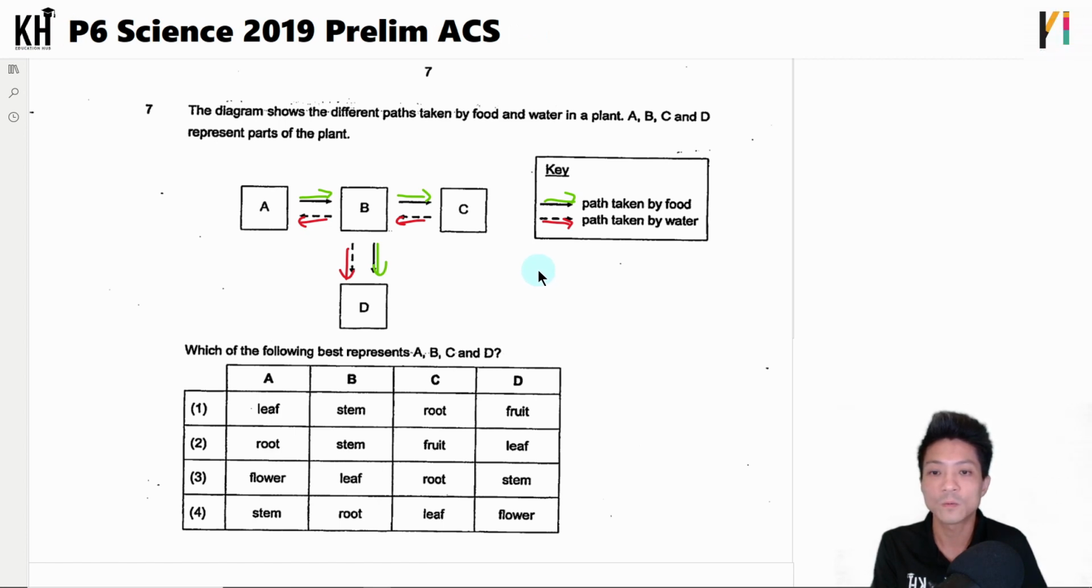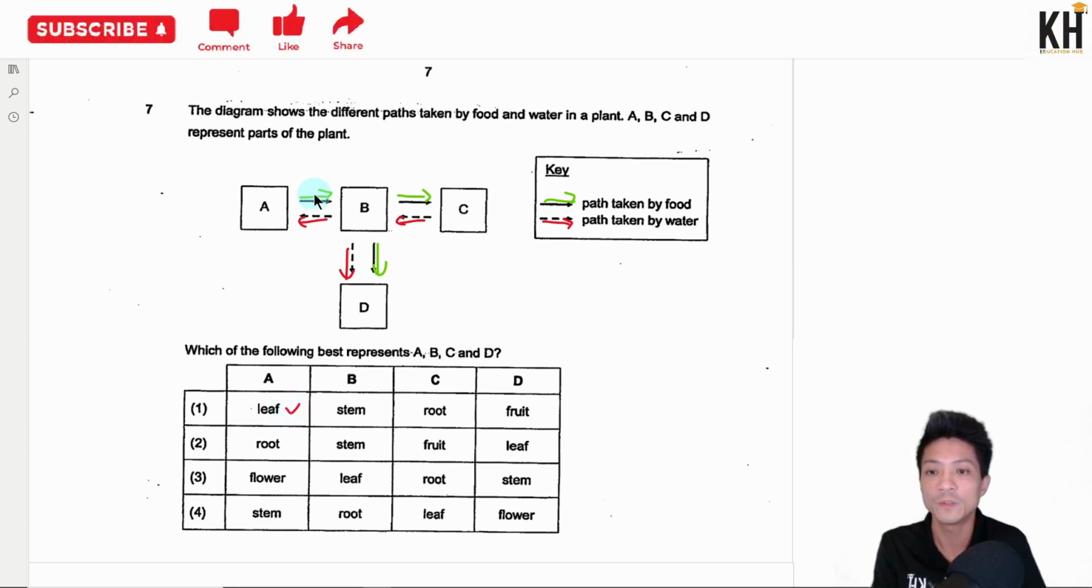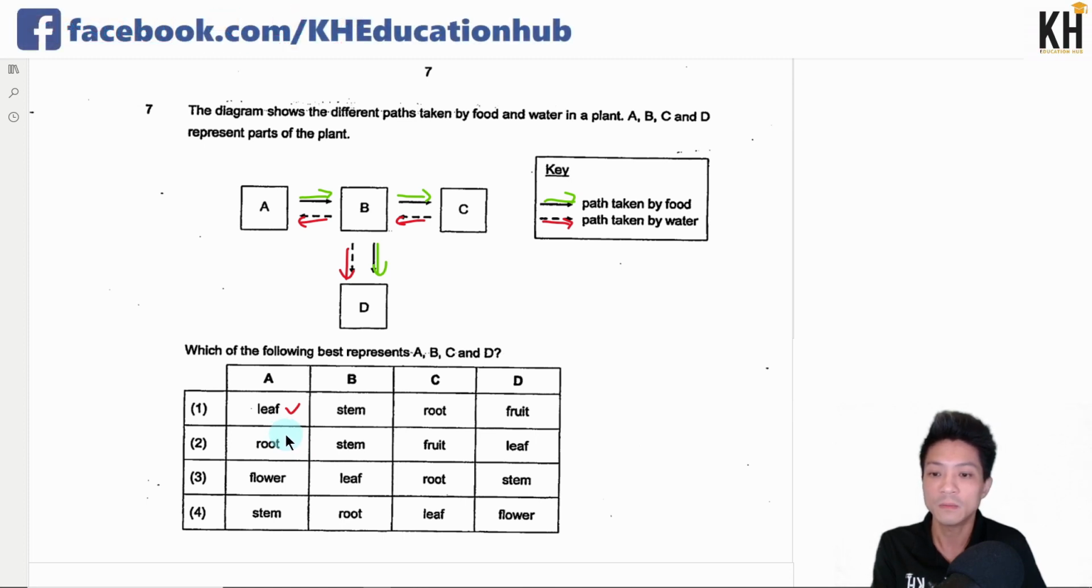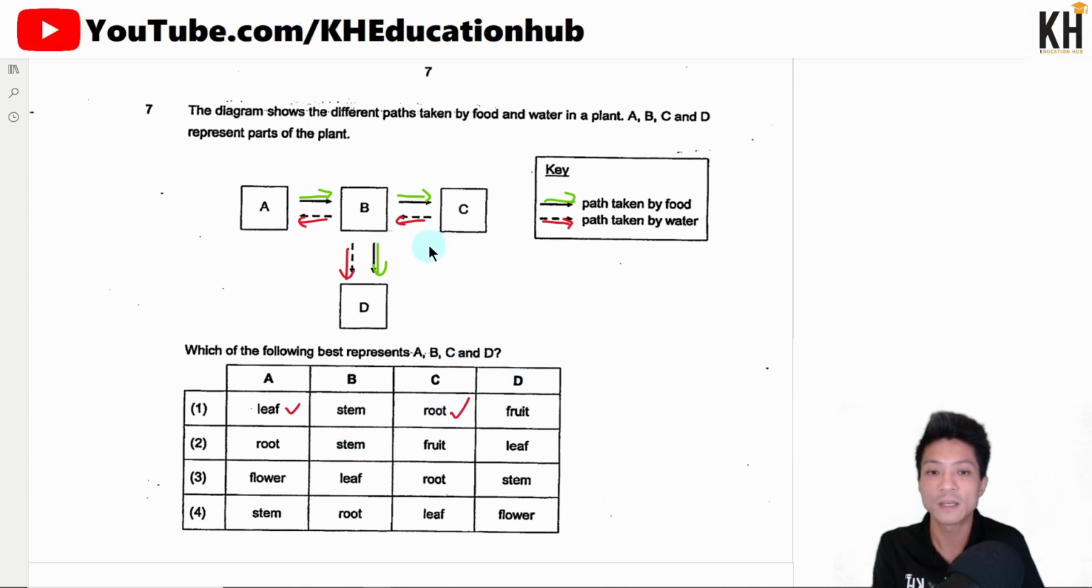Okay, let's start with A, right? A probably is the leaf because the food is coming out of it and the water is going into it. Okay, it shouldn't be the root because if it is the root, then water will be going out of it. Then C should be the root in this case, because the path taken by the water is going out.